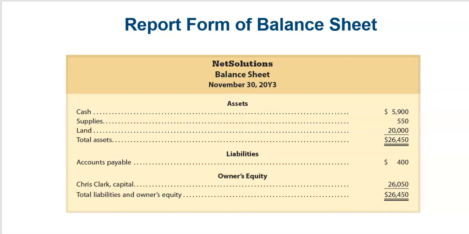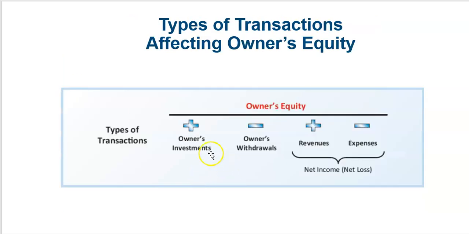For example, let me find it right here, it is. Then an owner investment makes it go up, owner's withdrawals make it go down, revenues make it go up, expenses make it go down, and make sure that you know that net income is revenues minus expenses.